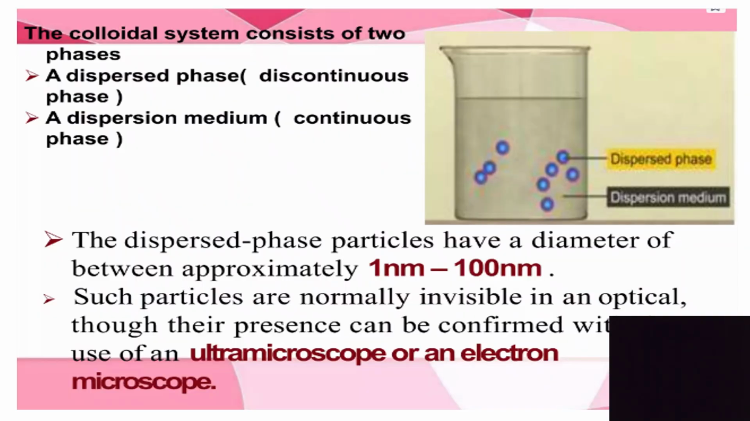The colloidal system consists of two phases. One is the dispersed phase, and the other is the dispersion medium, the continuous phase. The dispersed phase particles have a diameter of approximately 1 nanometer to 100 nanometers. Such particles are normally invisible in an optical microscope, though their presence can be confirmed with the use of an ultramicroscope or an electron microscope.